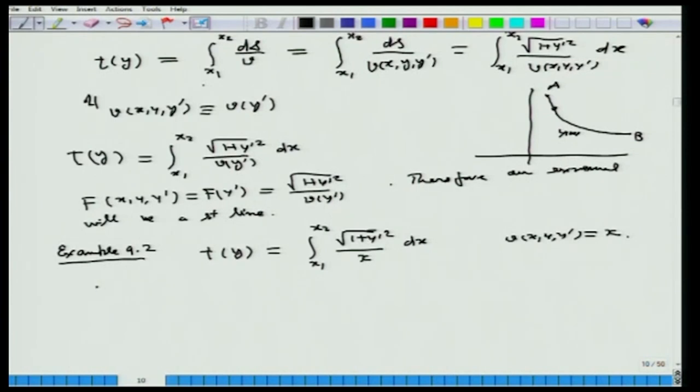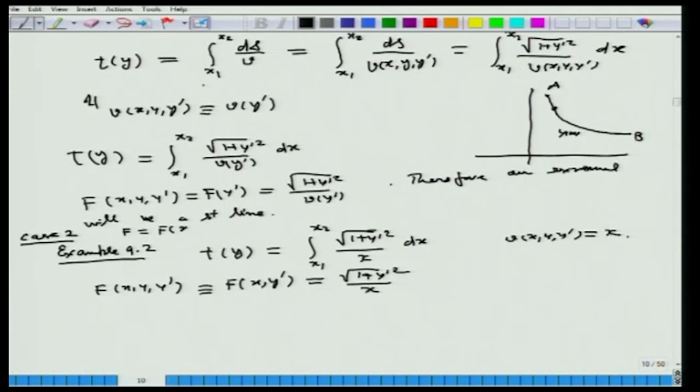So in this case, f is a function of x and y prime only, which is square root 1 plus y prime square over x. So this is case 2, where f is a function of x and y prime only. This is an example of this case. So how do we do this?